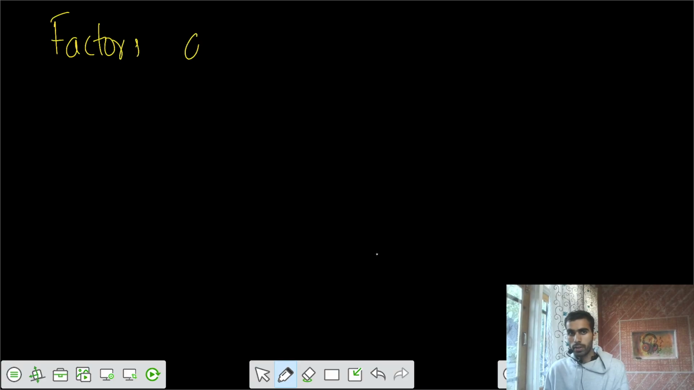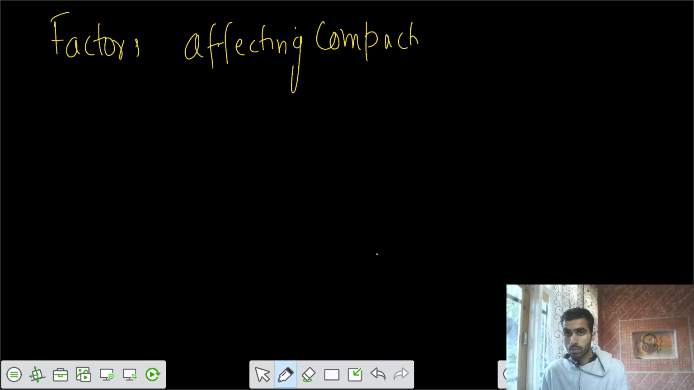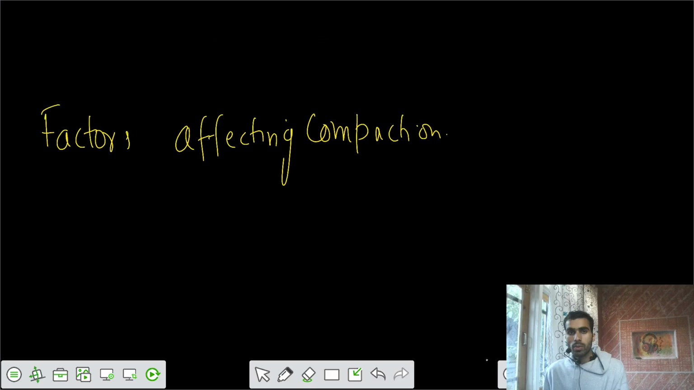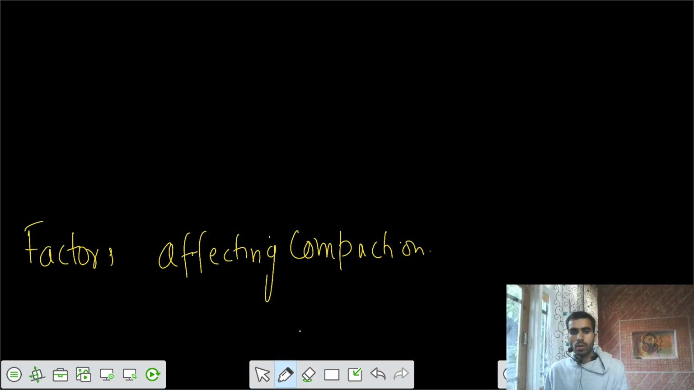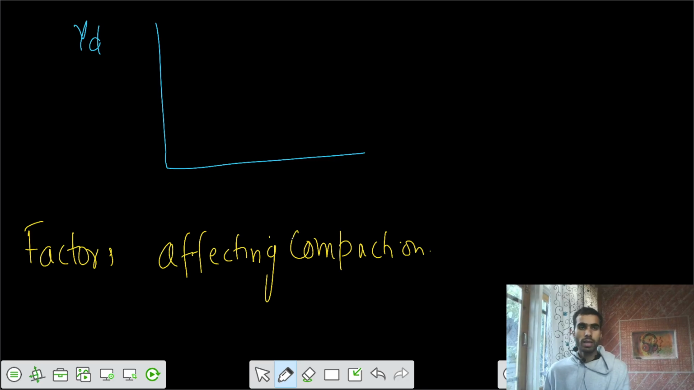Factors affecting compaction of soil. So if we talk about the standard Proctor test, what was that all about? That was relating the dry unit weight of the soil with the water content.